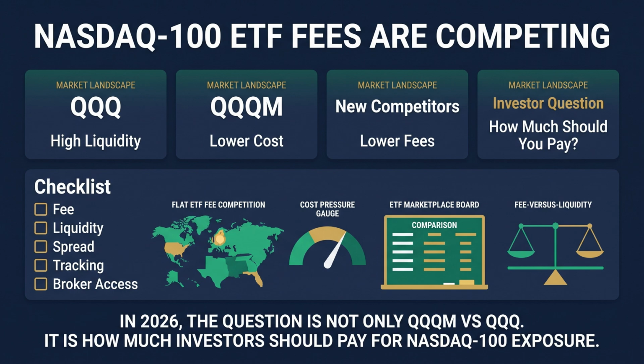For years, QQQ was the famous name. Then, QQQM gave long-term investors a cheaper Invesco version. Now more competitors are entering the space with lower fees. That matters because investors are becoming more fee-aware, and asset managers know that many long-term investors do not want to overpay for index exposure. So the real question in 2026 is not only QQQM versus QQQ, it is how much investors should pay for Nasdaq-100 exposure at all. QQQM is cheaper than QQQ, but investors may also compare other newer Nasdaq-100 ETF alternatives.